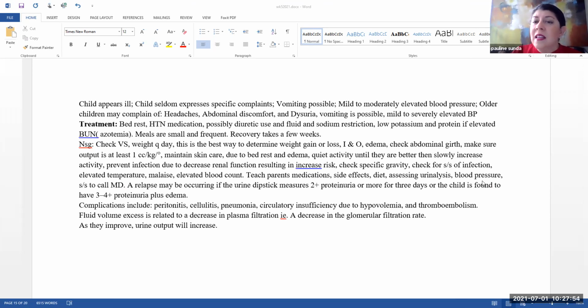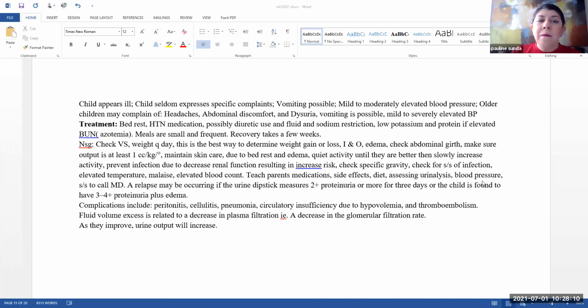Vomiting is possible. They may have mild to moderately elevated blood pressure. The older child may complain of headache, abdominal discomfort, and dysuria, possibly vomiting, and they also may have a mild to severely elevated blood pressure.